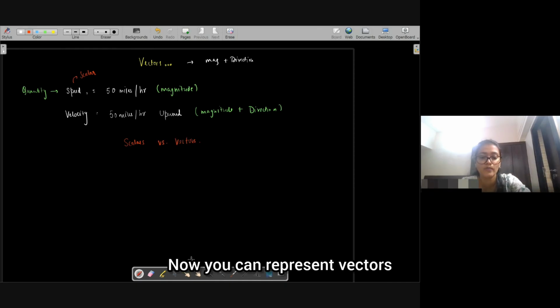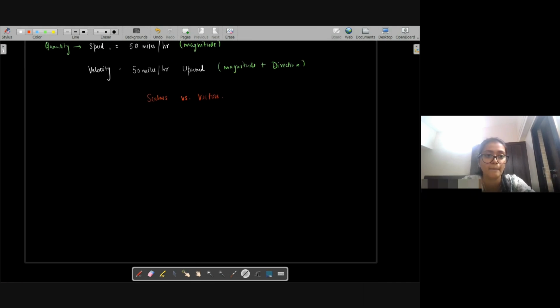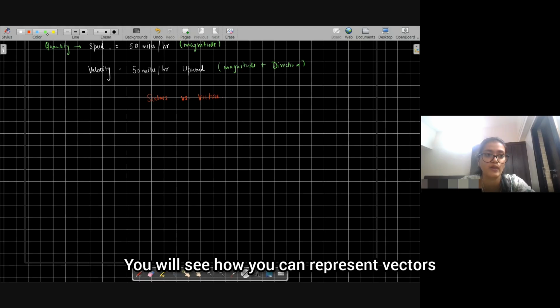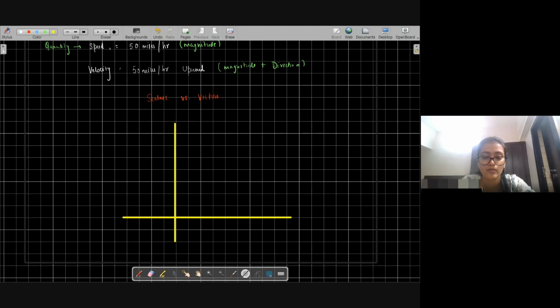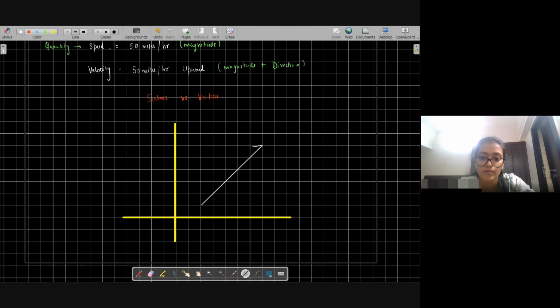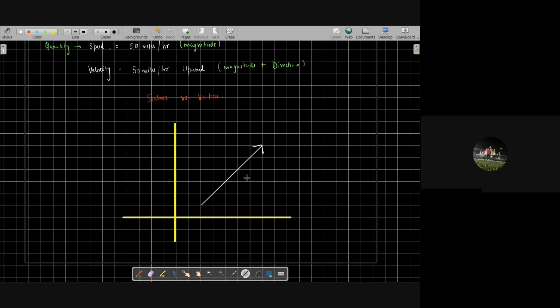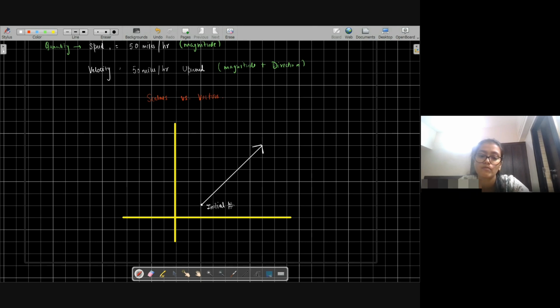Now you can represent vectors in a two-dimensional plane. You will see how. So you have your regular x and y axis, and you can have your vector like this. This is a vector, like a ray. It will have an initial point and the terminal point.